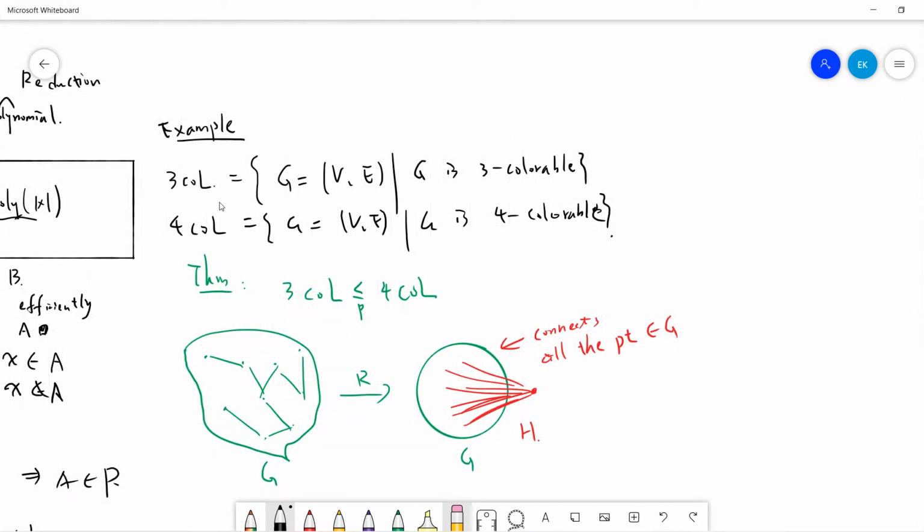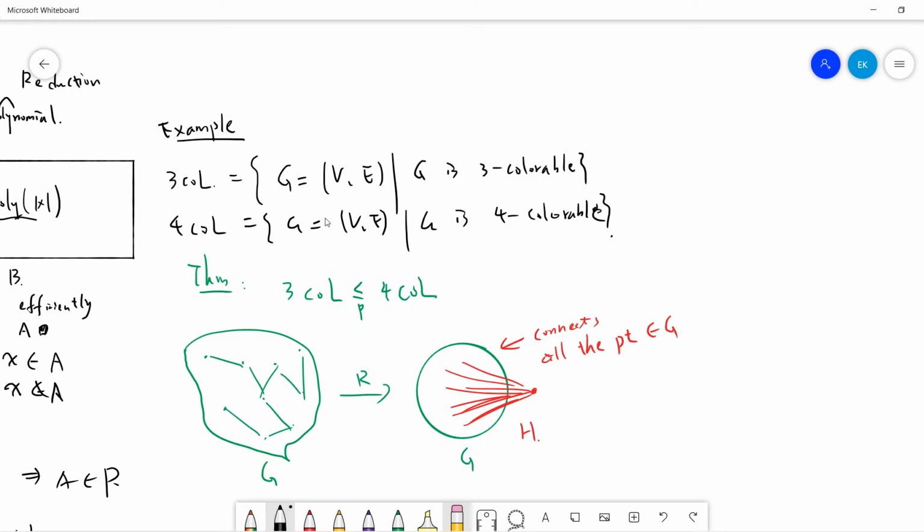So this is a little bit non-trivial. 3-colorable means that somebody gives you a graph G, and G is 3-colorable. That means that for each vertex you can choose a color, like red, green, or blue, and you can only use 3 colors. And the two endpoints of each edge cannot have the same color. G is 4-colorable means that you can use 4 colors. These two are known as NP complete problems.